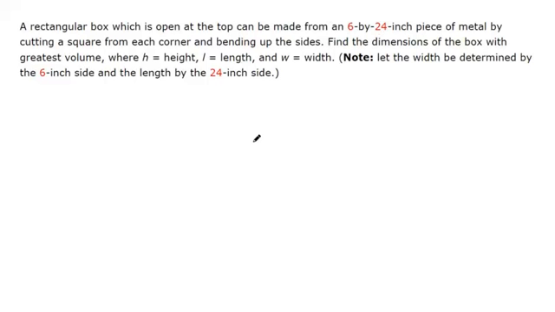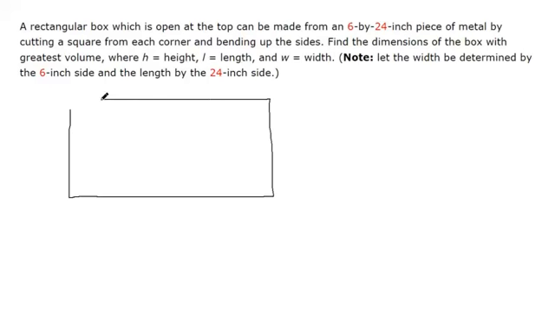We have a 6 by 24 inch piece of metal. So here's my rough sketch: 6 inches wide, 24 inches long. And then they're cutting squares from each corner. So I'll make some dotted lines to show that we're cutting some squares here. And then it says open top.